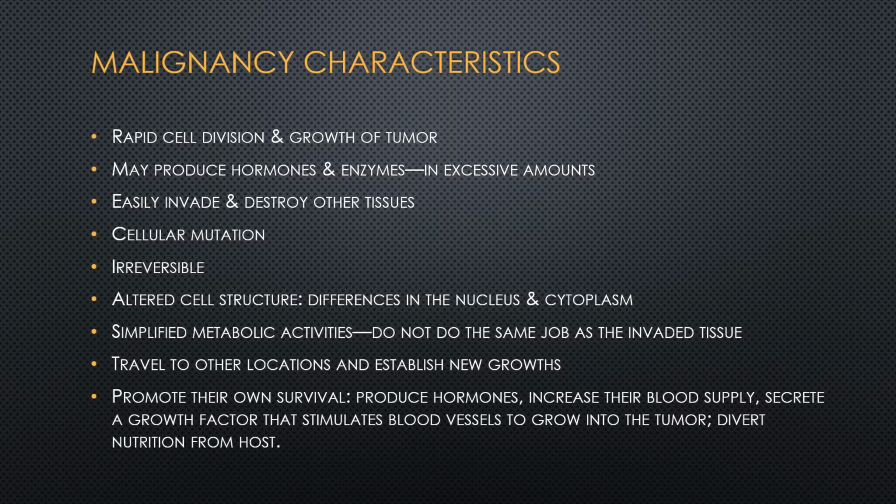They have simplified metabolic activities, so if the tumor invades, let's say, the ovaries, it's not going to do the same job as the ovary does. Or if it invades the liver, it's not going to function the same. They can travel to other locations or metastasize and establish new growths, promote their own survival. So they produce their own hormones and increase their blood supply in order to promote their own survival. They secrete a growth factor that stimulates blood vessels to grow into the tumor and divert nutrition from the host.